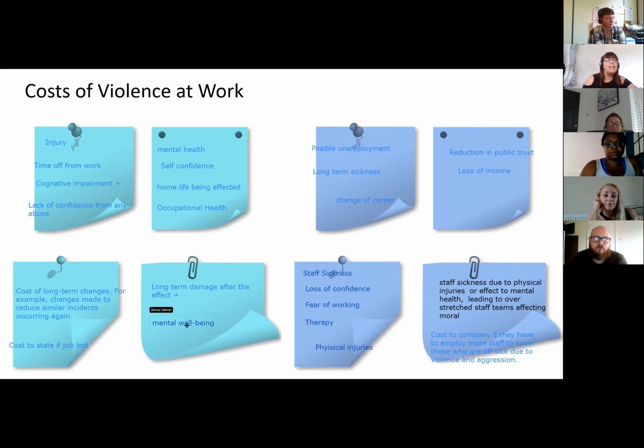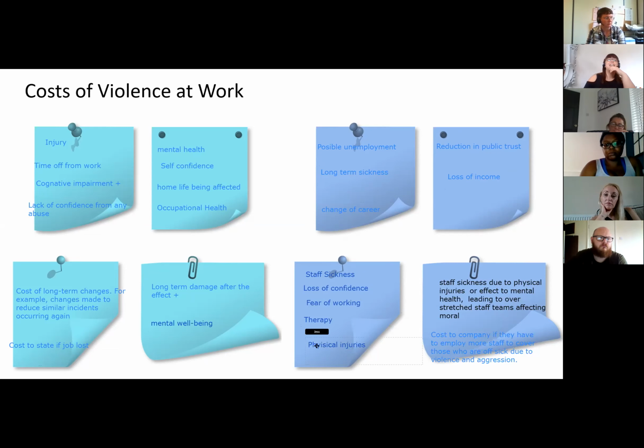Long-term damage and effect on mental well-being. Denise says, yeah, there's a lot of the mental impact that we don't always see straight away. Possible unemployment. Long-term sickness, change of career even, you might not feel comfortable in that role anymore. I think that's a really good one. Reduction in public trust, loss of income, ongoing staff sickness, Jess says, brilliant, yeah. Loss of confidence, fear of working, therapy, yeah, absolutely linking into the occ health piece. Physical injuries that can prevent you doing your job or living your life to the full going forwards.